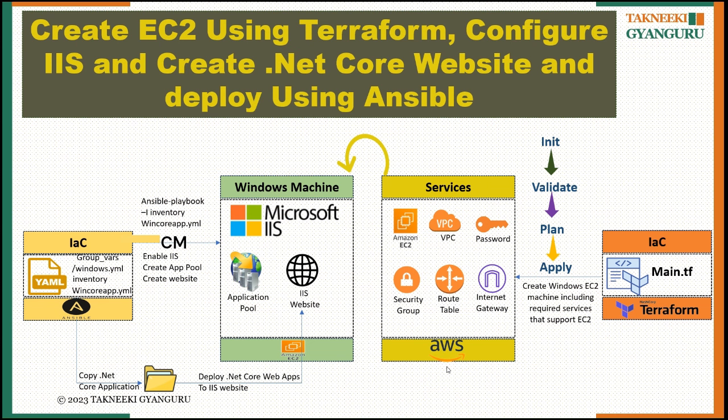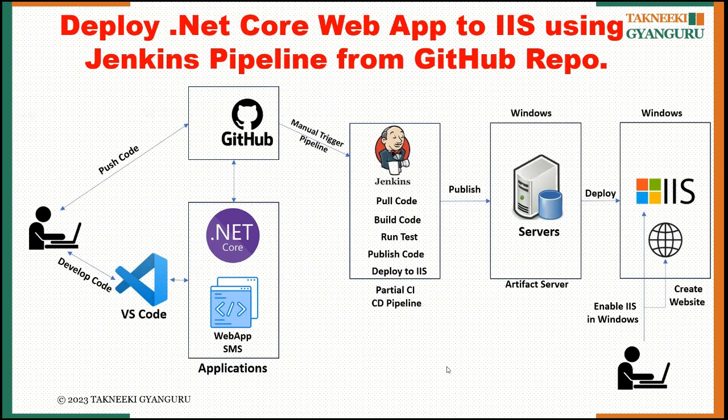This is just a Windows machine inside AWS EC2, right? So next one is this here. This is my previous video, deploy .NET Core web to IIS using Jenkins pipeline from GitHub repository, right? Here we were just downloading our .NET Core application, web FSMS. We'll deploy the same application today also. Then we will manually trigger, right? And then Jenkins will pull code, build code, run, publish code, and deploy to IIS.